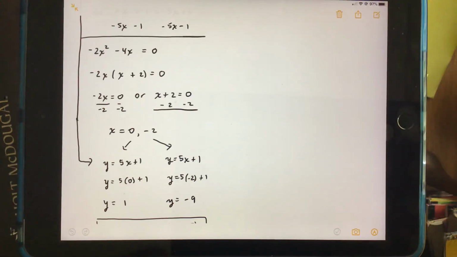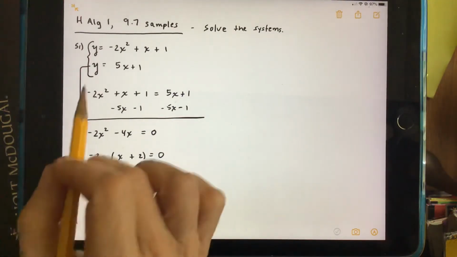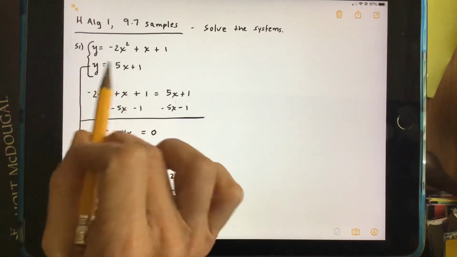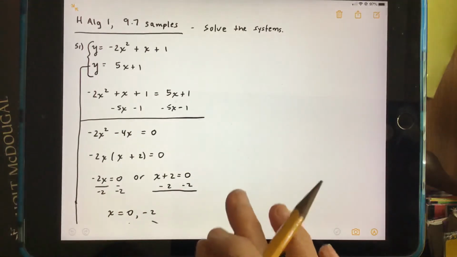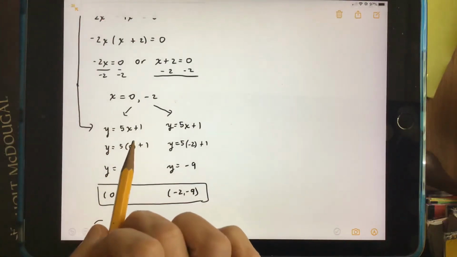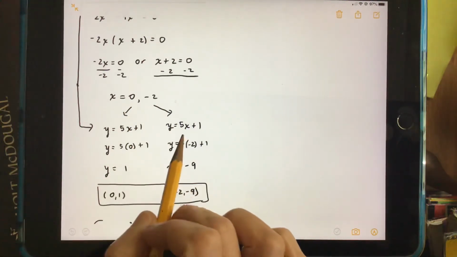Now I need to find the corresponding y values for x is 0 and x is negative 2 to find the 2 points of intersection. So I'm going to go back up to my original presentation of my system. I'm going to pick the easier looking equation to plug x in to figure out my y, which clearly will be the second equation. You can pick either one, but pick the one that looks easiest. So y equals 5x plus 1, I'm going to plug in 0. And then for the same equation, I'll plug in negative 2 for x.